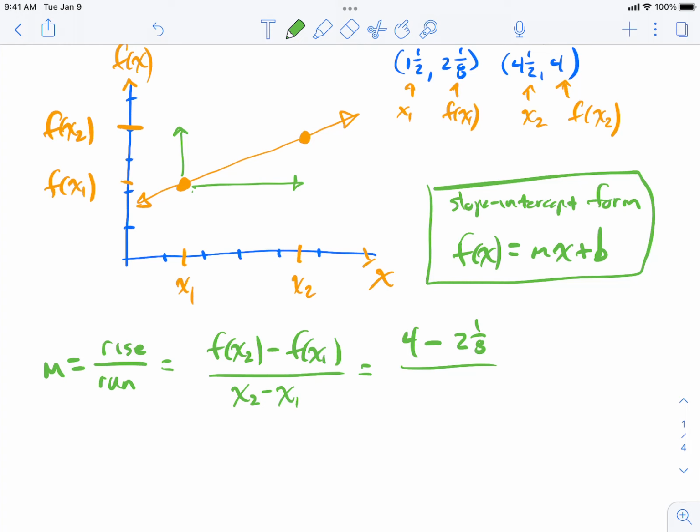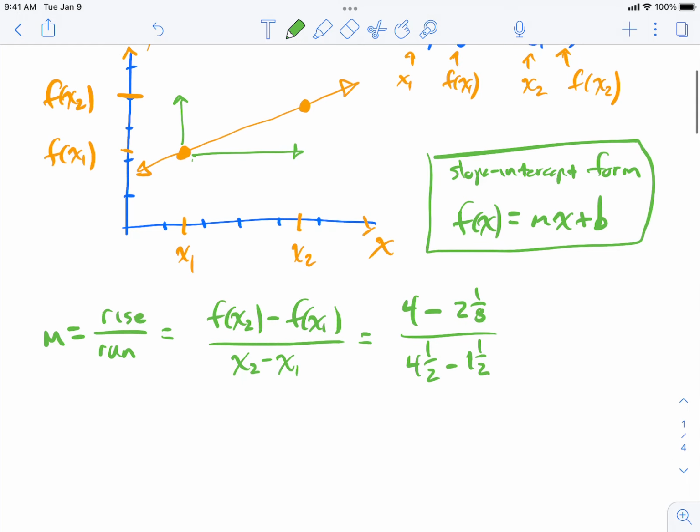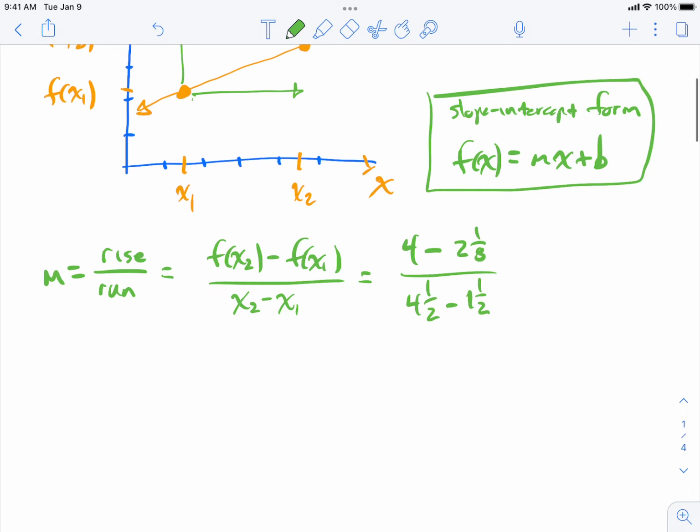Over, and then you take the x2, which is the 4 1/2, minus the x1, which is the 1 1/2. Not bad. Okay, so in order to do this, let's come back over to here someplace. I'm going to call that 4 a 4 over 1, because I'm getting ready to play with fractions here. That 2 1/8, I'm going to turn that back into an improper fraction. So 8 times 2 is 16 plus 1 is 17. So that's a 17/8. That's on top.